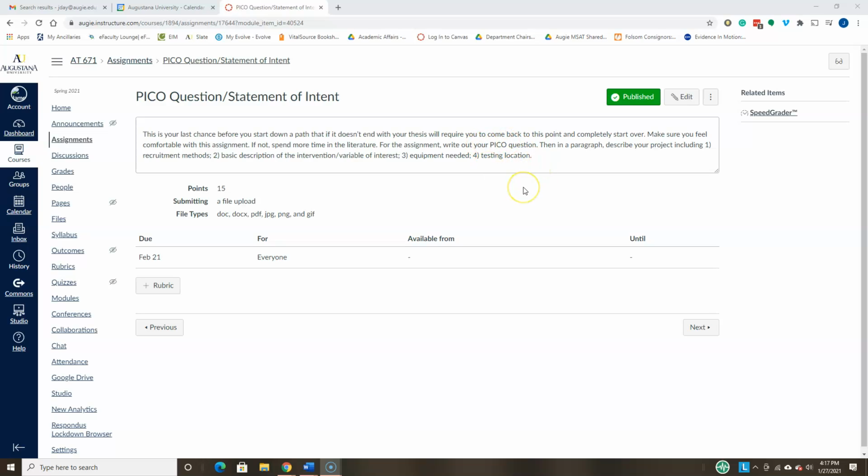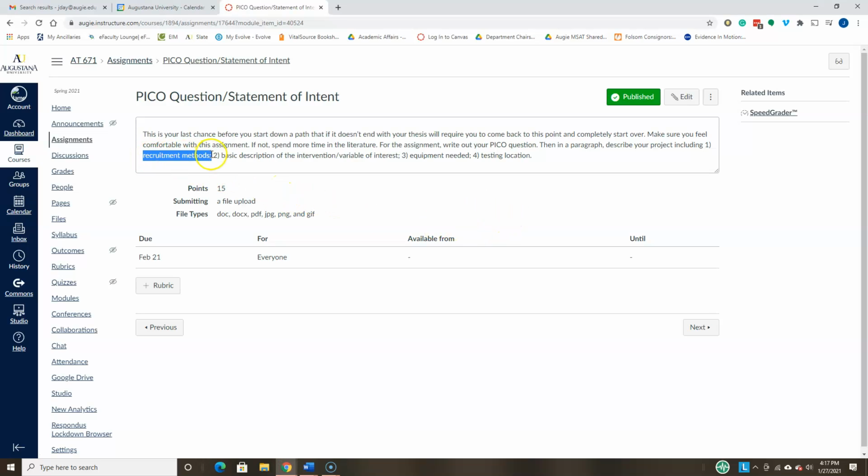So you can either write that in question format, or you can just write out P and what your patient population is, what your intervention is. Either one, it does not need to be in question format for this. It's more important that you've just identified those 4 key components to your research project. Then your last portion of this is just going to be a paragraph describing some of your project specific components.